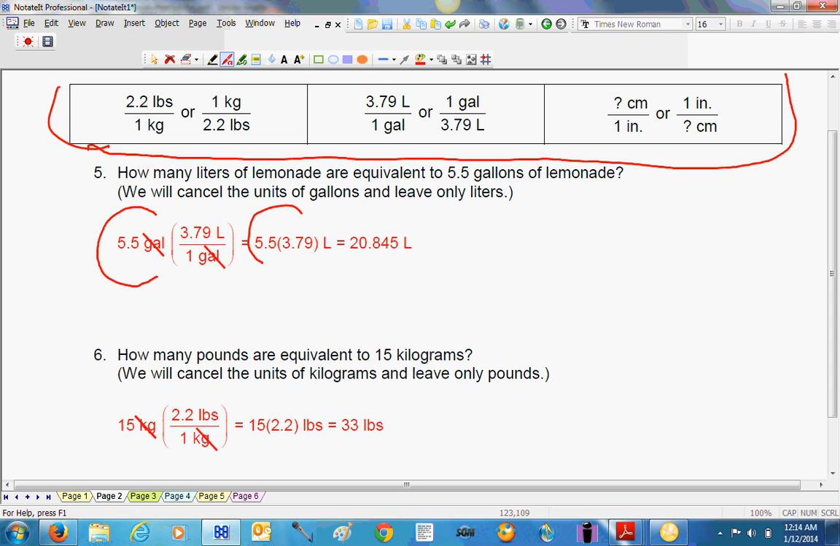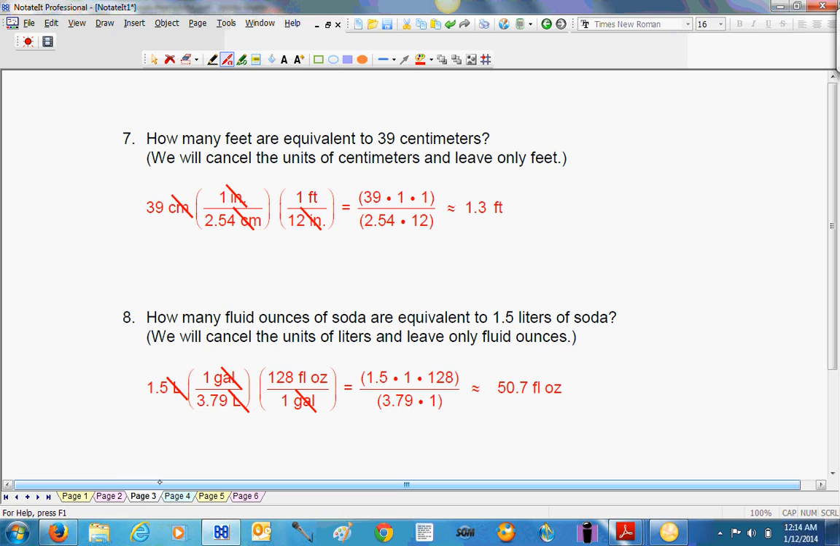Okay, let's go to the next page. So again, how many feet? So equivalent to 39 centimeters. Go back to your original information, and if you do, you'll see that you're going to use the 1 inch to 2.54 centimeters. That's the one we're going to use. And we're going to cancel the units of centimeters, so we can just be left with feet.